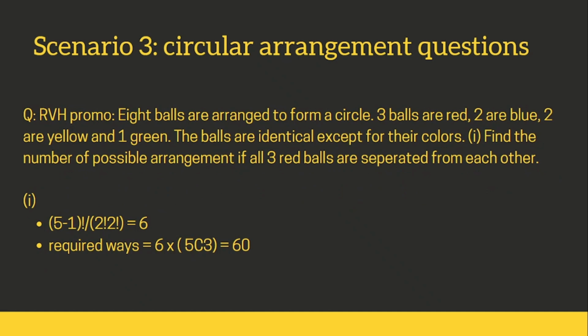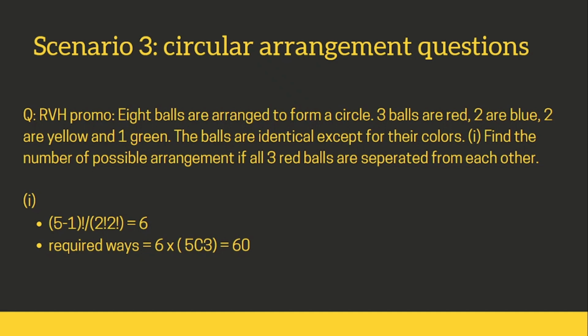So for part 1, we just want to see the scenario where all 3 red balls are separated from each other. So in this case, we ignore the red balls first. We have 5 blue, yellow, green balls in total. Because we are arranging a circle, we just pivot one of the balls. It can be any ball. Because even after we do the 5 minus 1 factorial, we are still dividing by 2 factorial, 2 factorial to account for the duplicates. So in this case, the number should be 6.